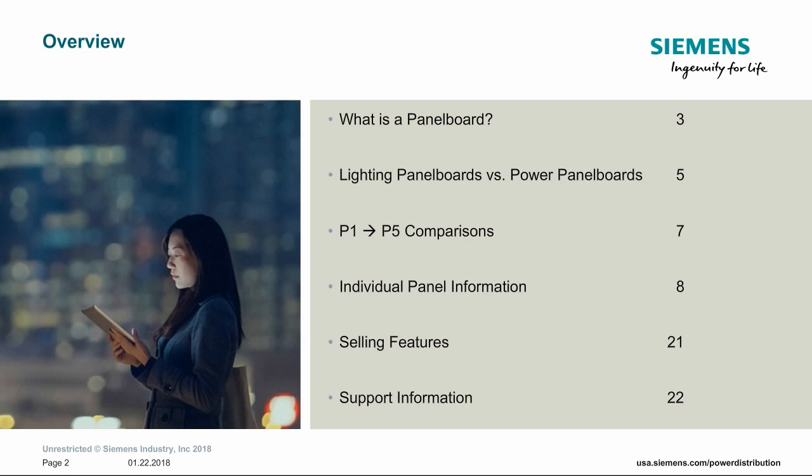Here we have a quick overview of what we'll be covering in this brain chart. First, we'll start out with just in general, what is a panel board? Once we have that defined, we'll go into the distinction between lighting panel boards versus power panel boards. Then we'll do a quick comparison of all of the panel boards in our P series family, which ranges from P1 all the way to P5. Then we will break out into more individual information on each one of those panel boards. Finally, we'll wrap up with some key selling features for our panel boards and follow all of this with some support information for you if you have any additional questions.